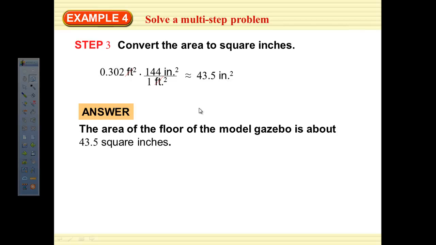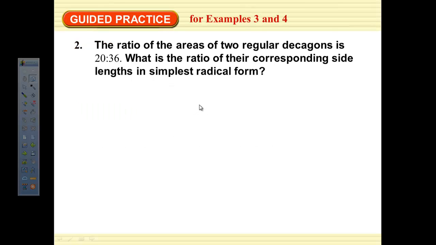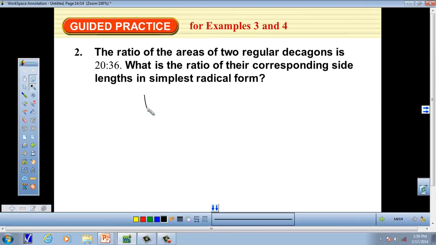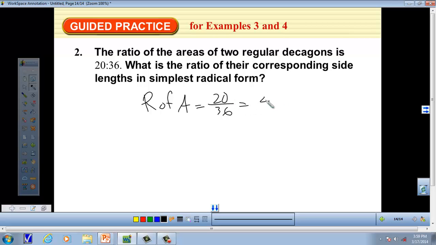Okay, and here's another problem. We're given the ratio of the areas. We want to find the ratio of the side lengths, which is the same as the scale factor. So again, ratio of areas is equal to 20 to 36. We're going to simplify this. These are both divisible by 4, which gives me 5 over 9.